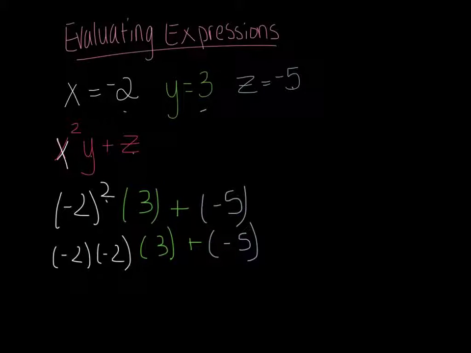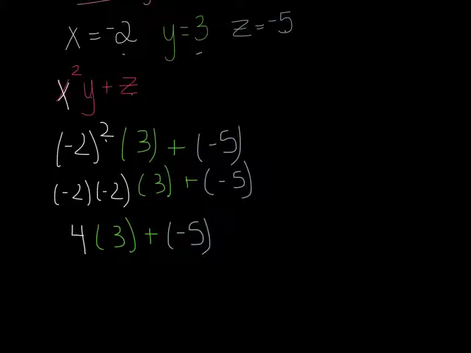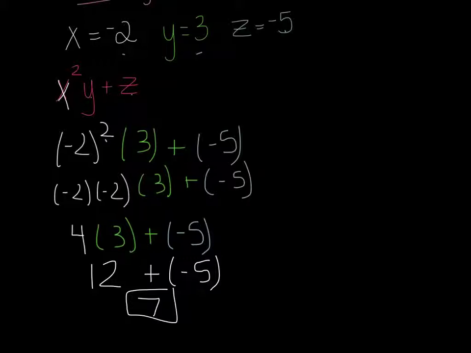-2 times -2 is a +4 times 3 plus -5. And 4 times 3 is 12, and then we add -5 to that, and 12 plus -5 is 7. So we just solved or simplified this expression for these given values of x, y, and z.